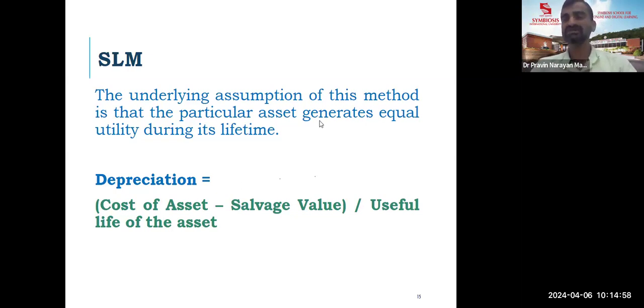Salvage value: salvage means the scrap value. At the end of the life, the scrap value of that asset will be called the salvage value. So, the estimated residual value of the asset at the end of its useful life. This is the amount the asset is expected to be worth after the depreciation. The useful life is the expected period over which the asset will be used. So the formula for calculating depreciation expense is cost of asset minus salvage value, that is the scrap value at the end of the life, divided by the useful life of the asset.